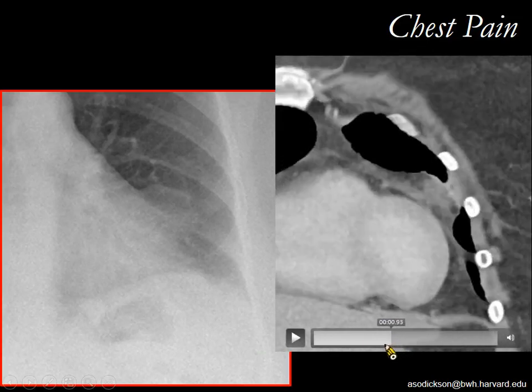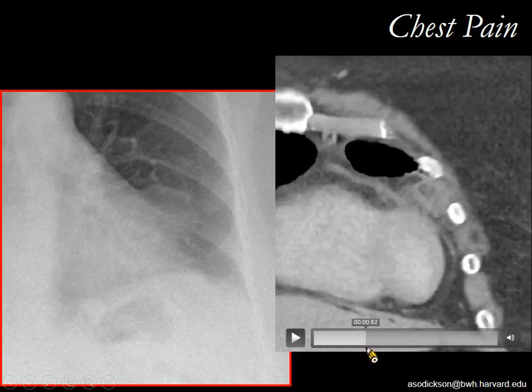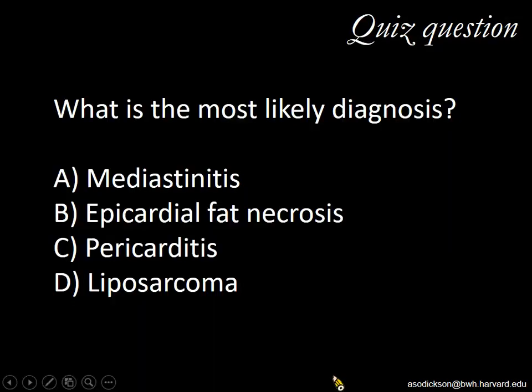And if we take a look at this, I'm going to ask you the next question. So if you can take out Zuvio, based on what I've shown you so far, what do you think is the most likely diagnosis? We have mediastinitis, epicardial fat necrosis, pericarditis, or liposarcoma.